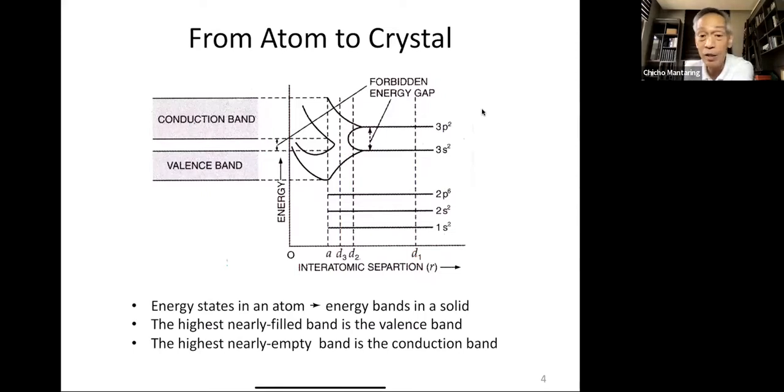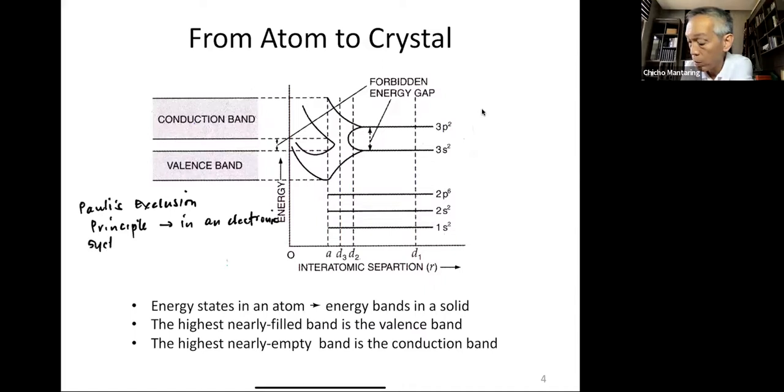And what is the reason for that? The reason is Pauli's exclusion principle, and you can look this up. In an electronic system, no two electrons can have exactly the same energy state.